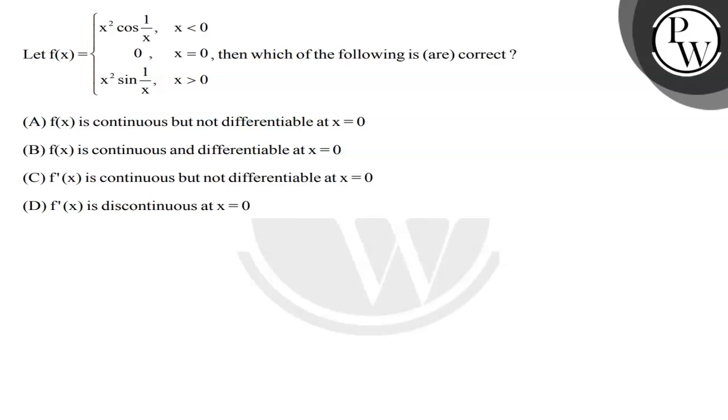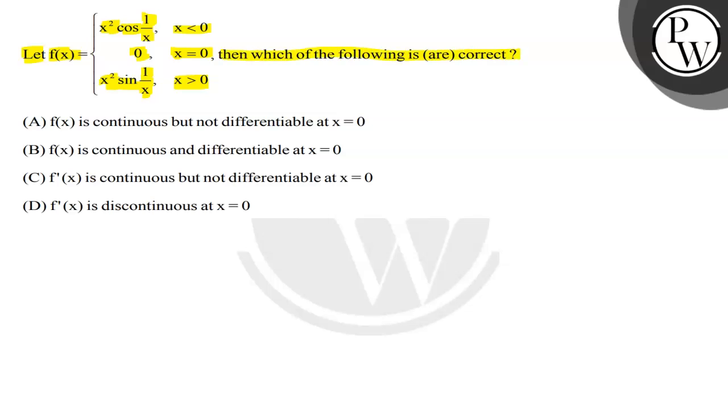Hello बच्चों, let's read the question. Let f(x) is equal to x squared times cos of 1 by x for values of x less than 0, 0 when x is equal to 0, x squared times sine of 1 by x when x is greater than 0. Then which of the following is correct?